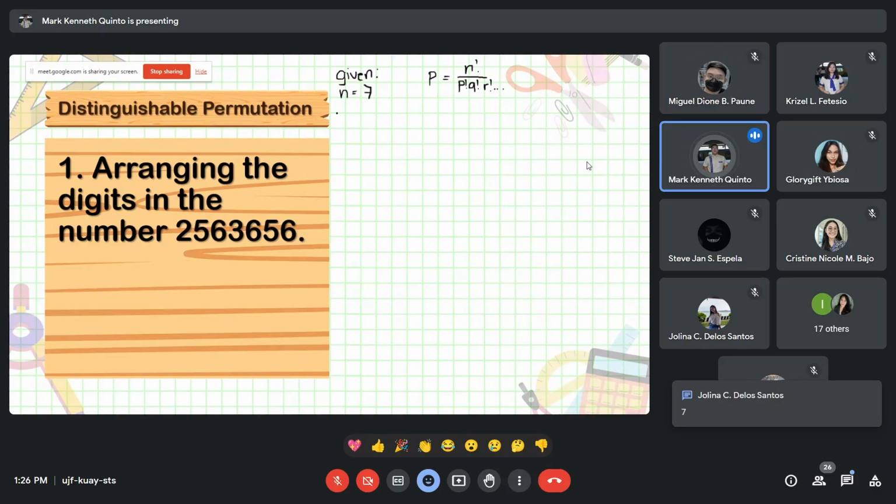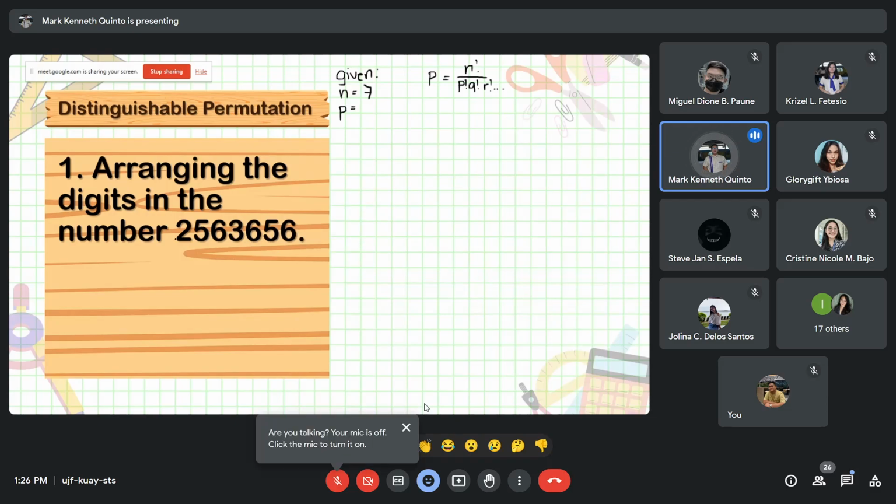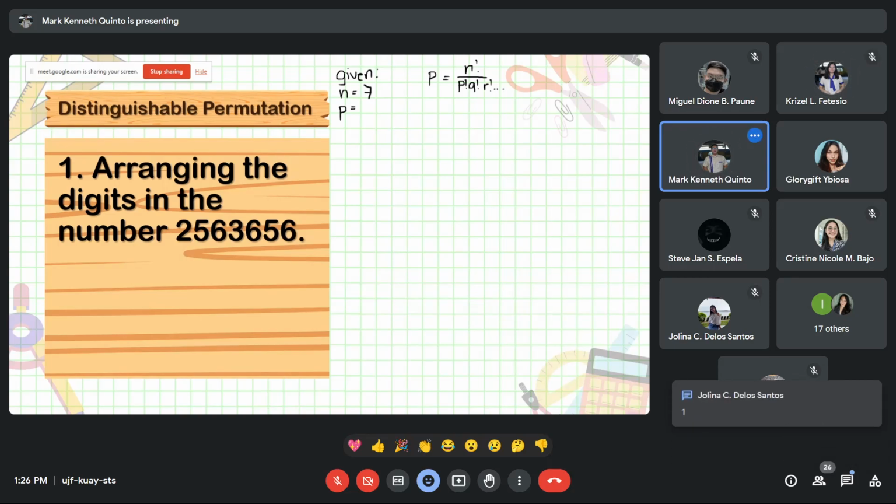And for our P, my idea in distinguishable permutation is let's start first from left to right. Since in the left side, the first digit is 2, let's start with 2. Now, in our 7 digits, how many two digits are here in 7 digits? 1. So, alisin na natin siya. Therefore, yung P natin is equal to 1, kasi yan yung nagpapakita na merong isang 2 dun sa 7 digit. Malinaw? Opo.